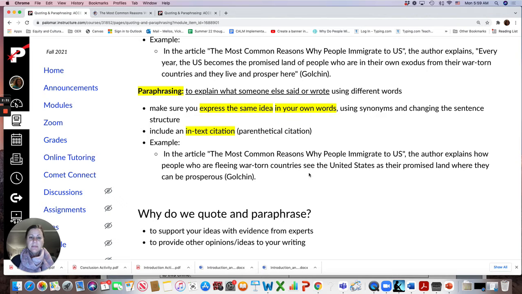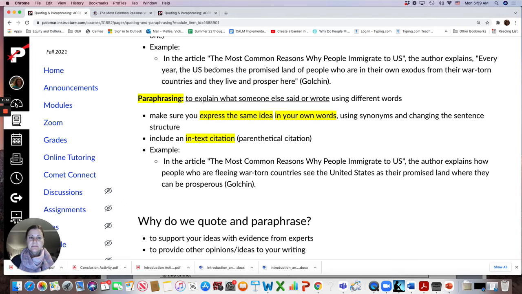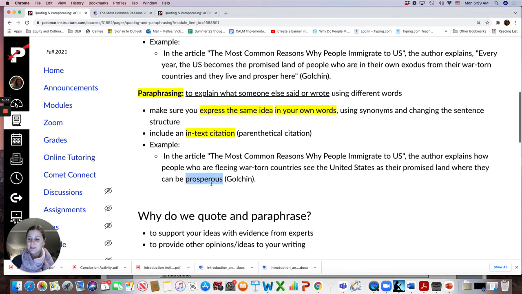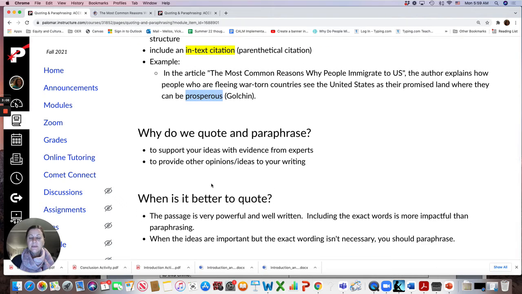So here I put it in my own words, so I didn't use quotation marks. So it says every year the U.S. becomes the promised land of people who are in their own exodus. So instead of saying exodus, I say the people who are fleeing or running away from their war-torn countries. And I changed the sentence structure. So this was at the beginning, and I put it in the middle, okay? And instead of saying prosper, I use the adjective form prosperous. So here I'm paraphrasing.